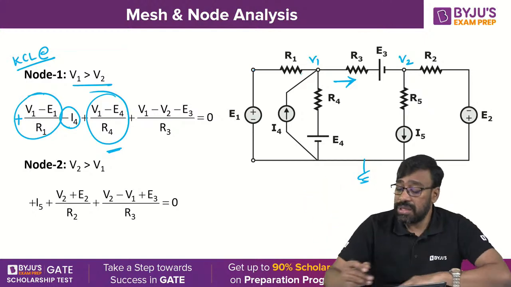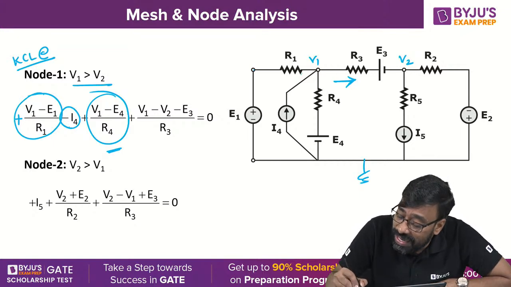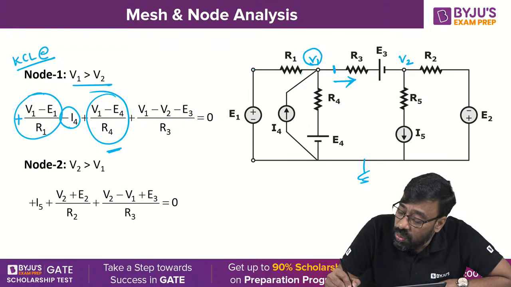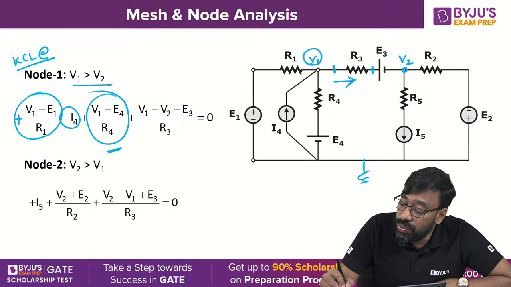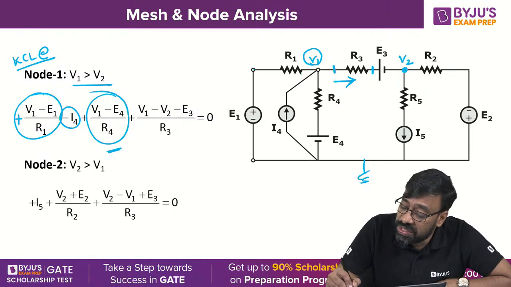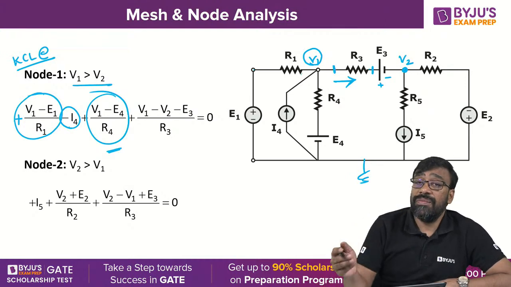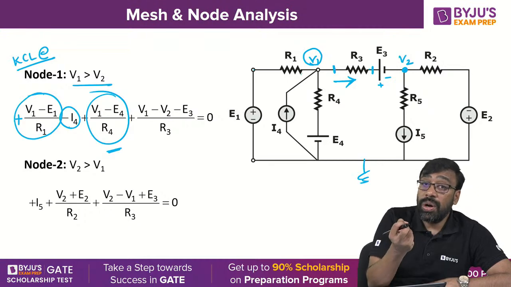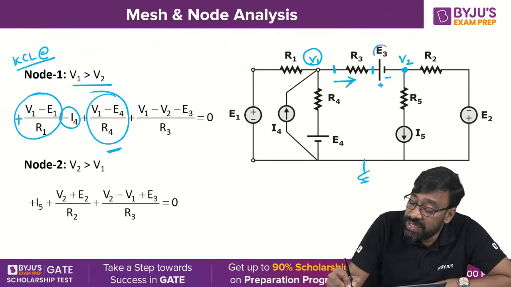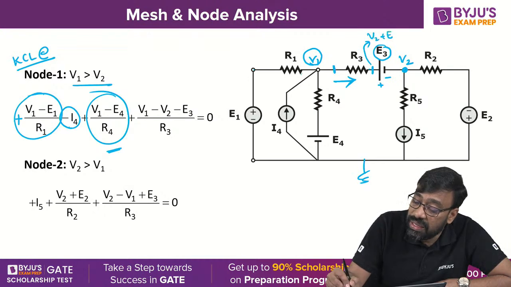Well, tell me now, what is the voltage at this point? V1. Yes or no? What is the voltage at this point? It is already V2. You jump from this point to this point, you're jumping from lower potential to higher potential. When you jump from lower to higher, there is an increase in voltage. That means E3 must be taken. This value is V2 plus E3.